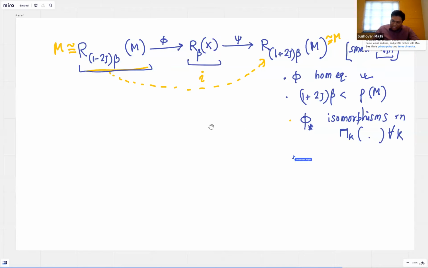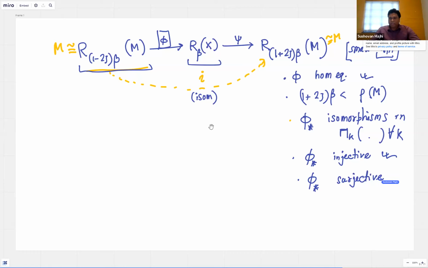We can readily see that phi would induce an injective map because from Hausmann, this is an isomorphism. This would induce an isomorphism. This is inclusion, right? And the first map has to be an injection. So this is available to us. The only thing that we need to show is that the induced map is also surjective. And this is quite difficult to show.